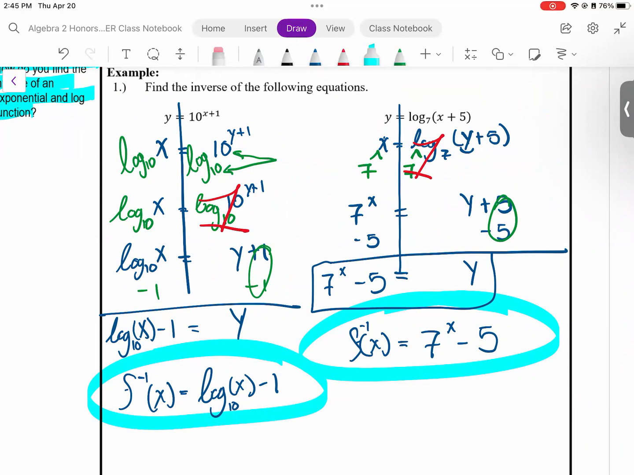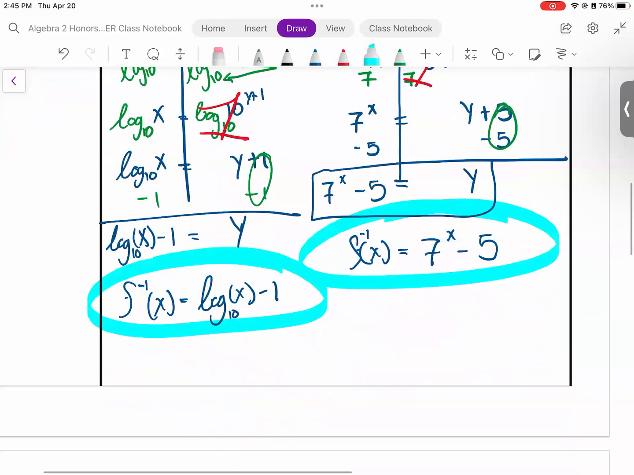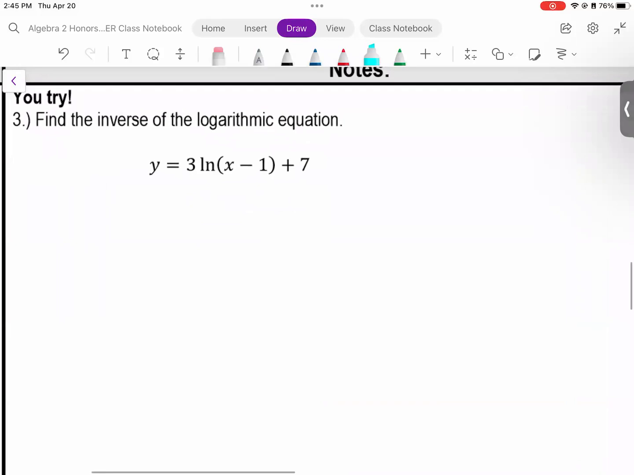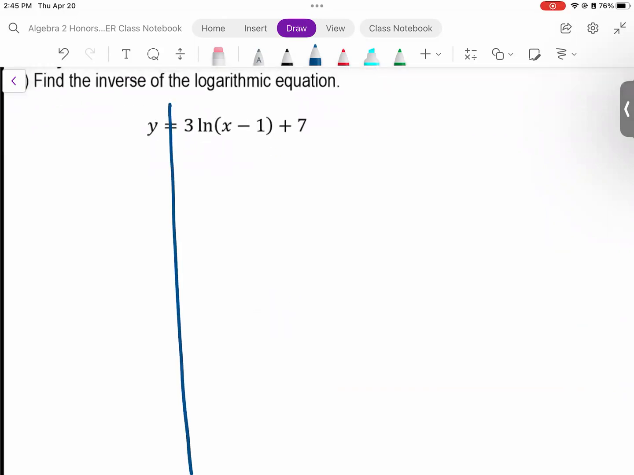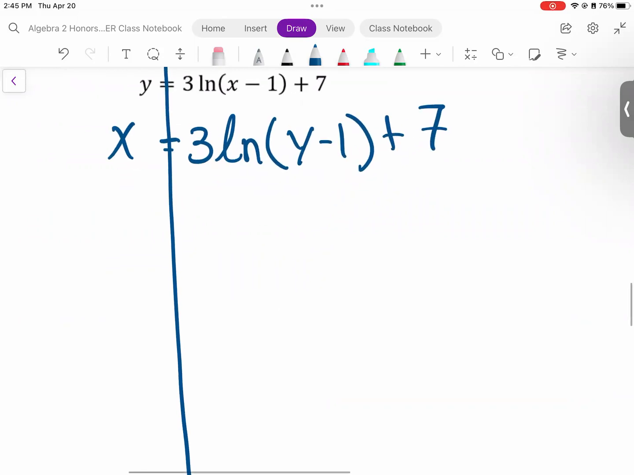So that's how you're going to be finding the inverse of an exponential and the inverse of a log. Now, if you turn the page over, I'm going to go ahead and do that problem real quick because it's a little bit extra, and I want you to be able to see how to do a more complex example. So same thing, I'm going to switch the x for the y. So this is going to become an x, and now this is going to become a y.